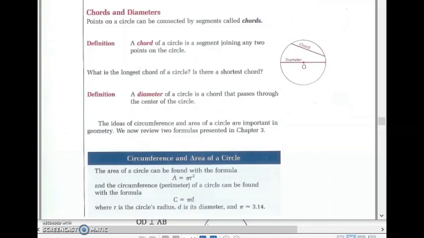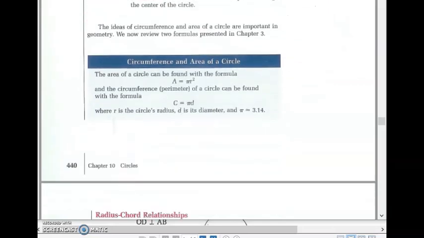A chord is the connection of any 2 points on the circle; the segment lies inside the circle itself. A diameter is a special chord because it goes through the center of the circle.